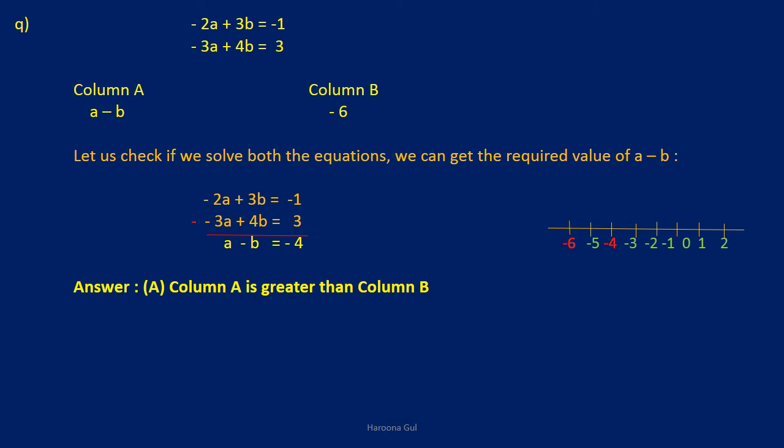Now, our second step should be to draw a number line. And if you look at the number line, you see that minus 4 is greater than minus 6, right? So, our answer should be A. That is, column A is greater than column B, right? Have you got this question? It's very interesting. The quantitative comparison questions are very easy to solve.